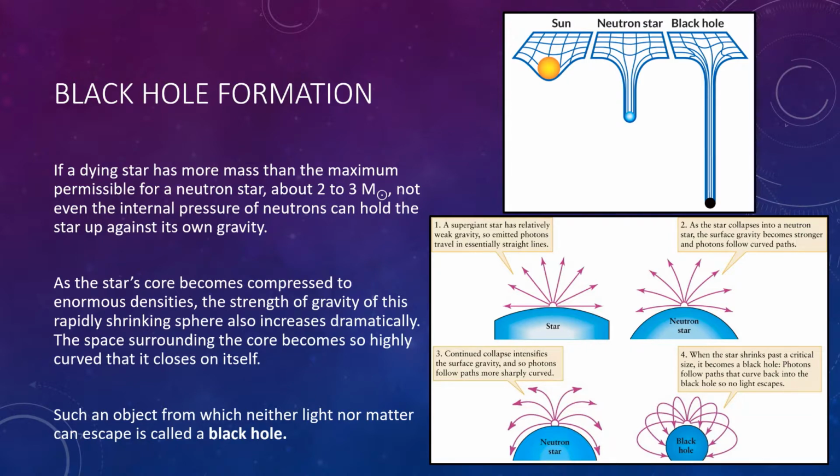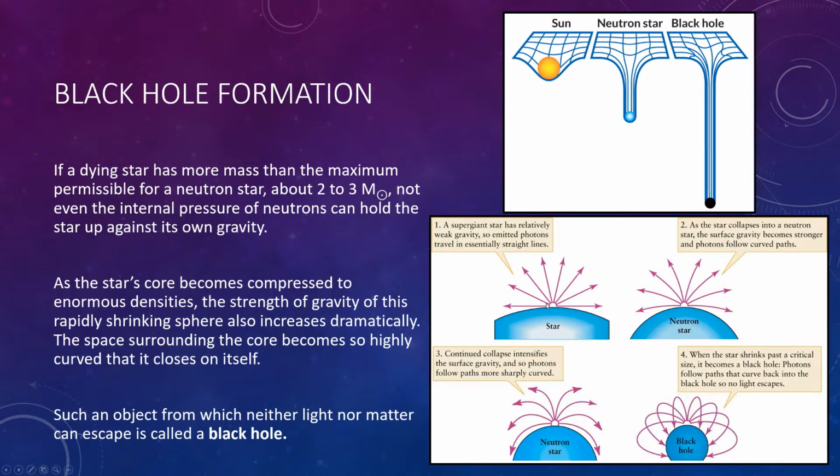As the star's core becomes compressed to enormous densities, the strength of gravity at the surface of this rapidly shrinking sphere is also increased dramatically. According to the general theory of relativity, the space immediately surrounding the object will become so highly curved that it actually closes in on itself. Photons, or light, flying outward at an angle from such an object's surface would actually arc back inward, while photons that fly straight outward would undergo such a strong gravitational redshift that they lose all of their energy and cease to exist. So I'm trying to show that in this image here.